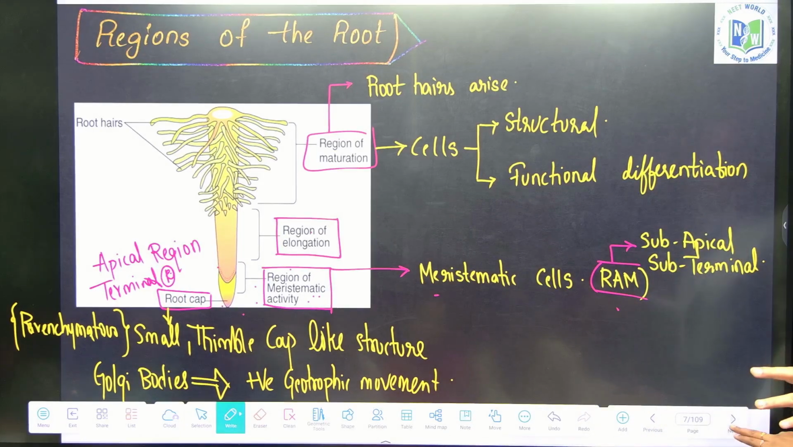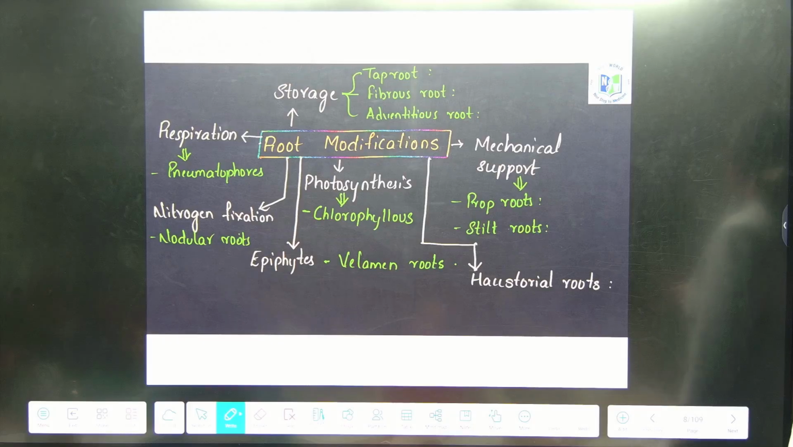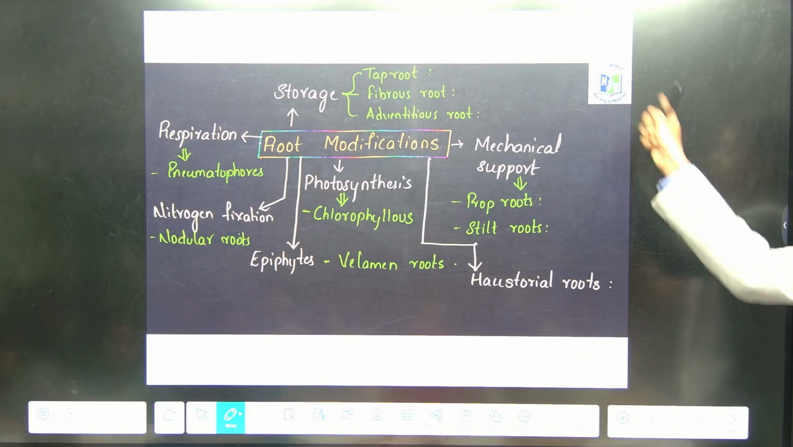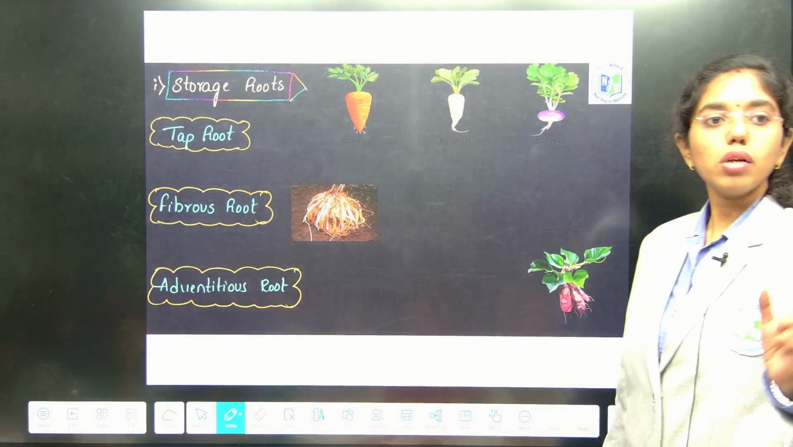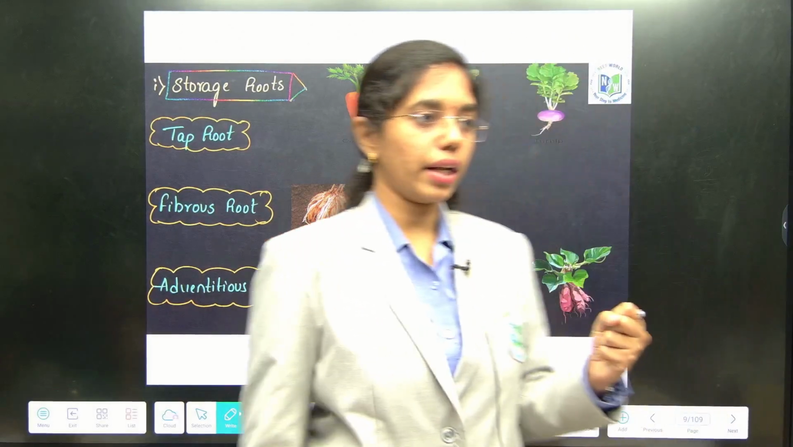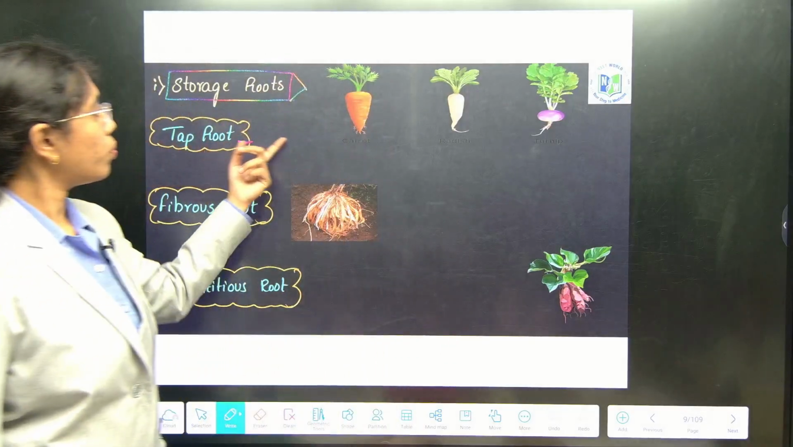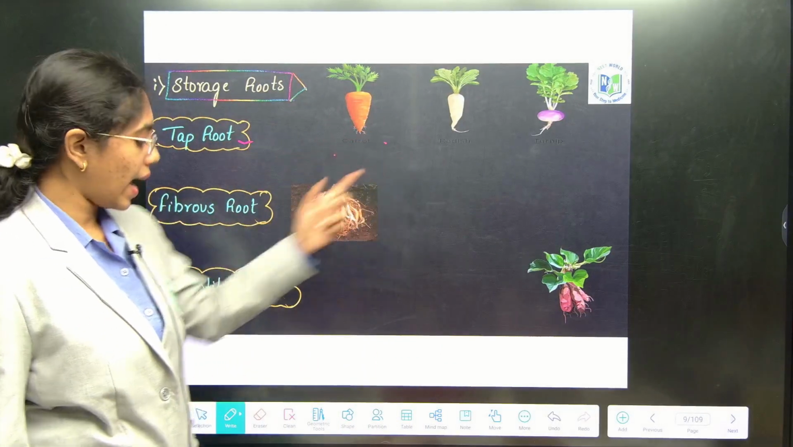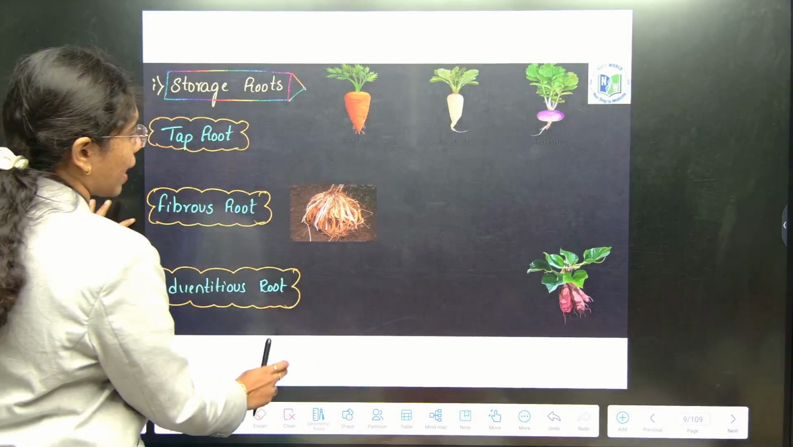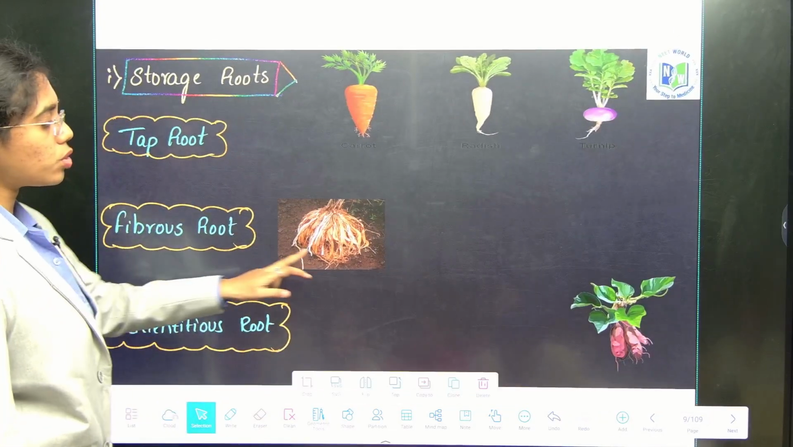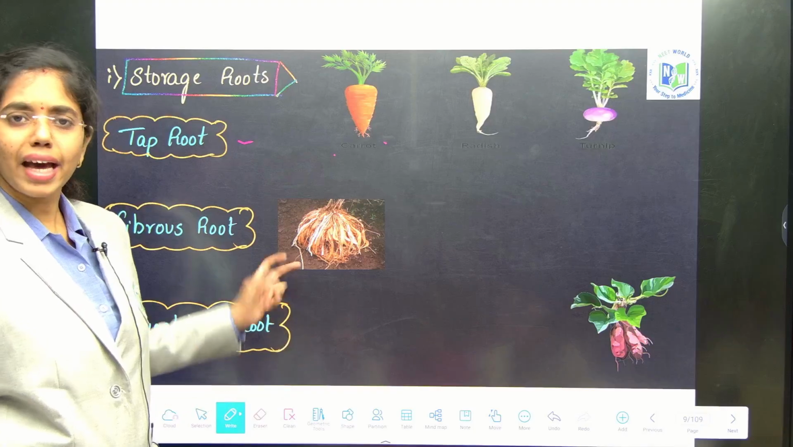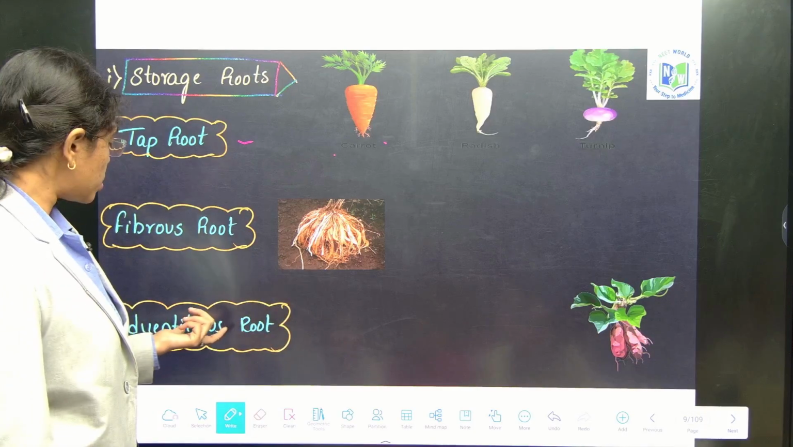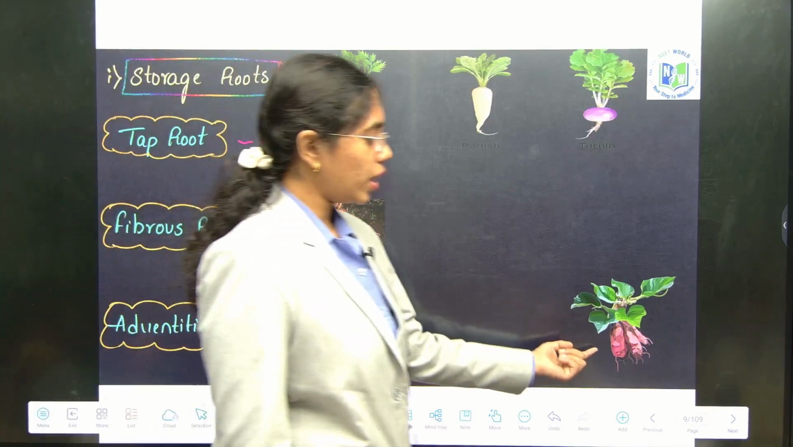We will move on to the modifications of the root system. First I will roughly tell you all the modifications, then we will write them down in one chart. First, storage roots, those roots which are storing food materials. First, taproot modification: carrot, radish and turnip. Fibrous root system: asparagus, where roots are storing the food material, they are edible, we will be eating them. Next, adventitious root system, sweet potato.